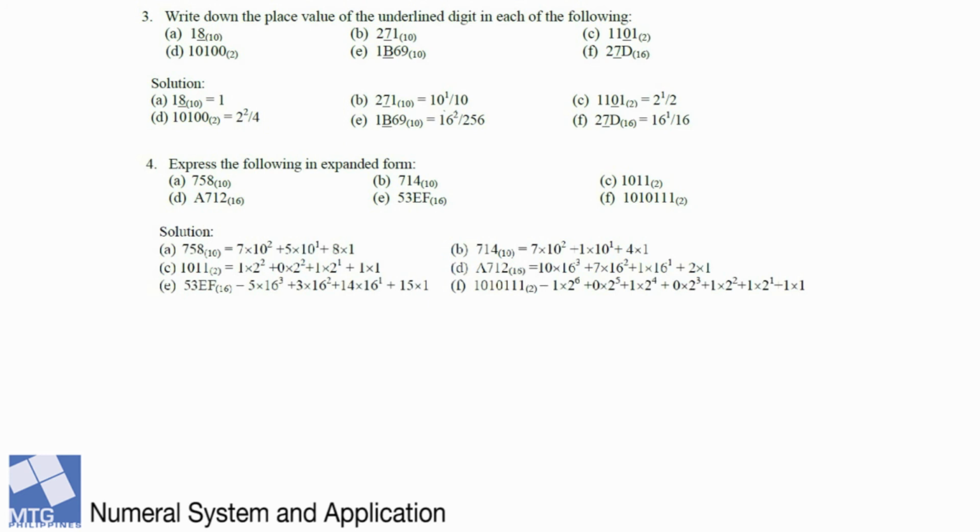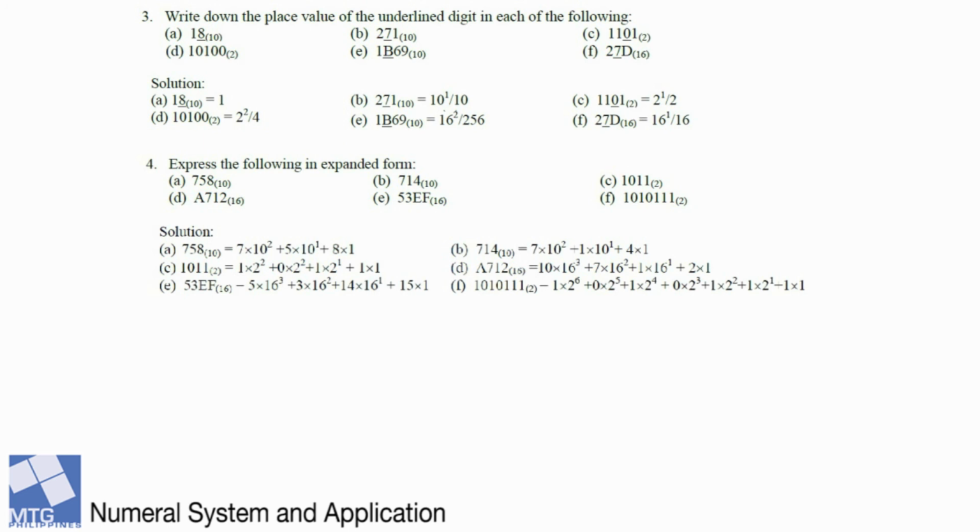For part D, we have A712 base 16. We have to recall our previous example since we have the letter A, so A will represent 10. In this case, we will have 10 times 16 raised to 3 plus 7 times 16 raised to 2 plus 1 times 16 raised to 1, then plus 2 times 16 raised to 0. For part E, we have 53EF. Now we have to recall from our previous example, the letters E and F will represent 14 and 15 respectively.